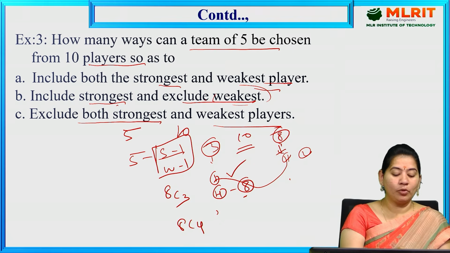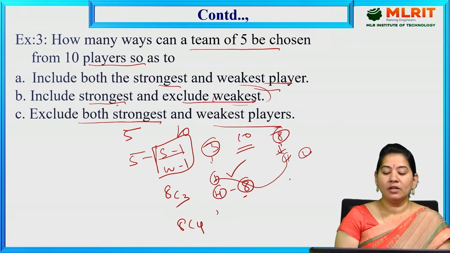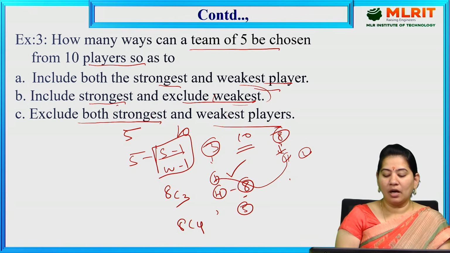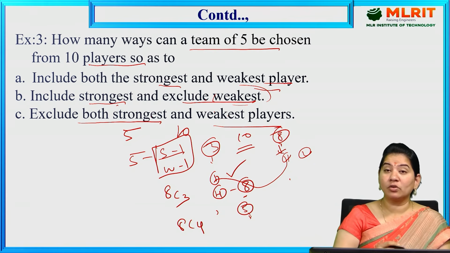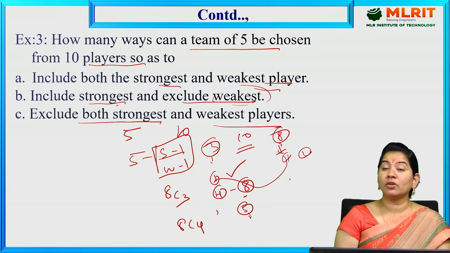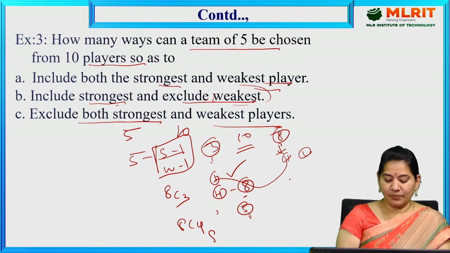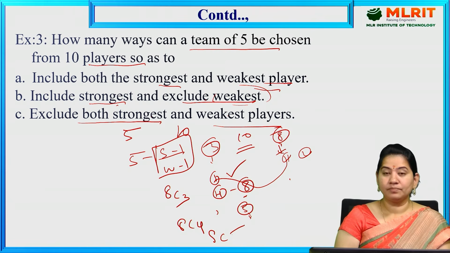Now exclude both strongest and weakest player. Whichever 5 people you are choosing as a team, out of those 5 we don't have the strongest and weakest players; we are excluding both of them. Then I need to select all 5 people, but out of what? 8 people. So that is 8C5. So 8C5 you have to choose here.